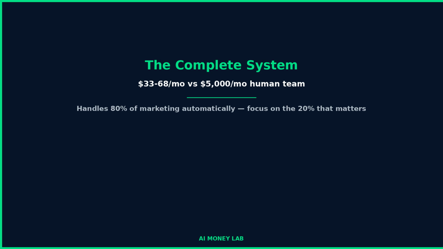Email 4 goes out 2 days later. It's a soft pitch for a product or service. Email 5 goes out 3 days after that. It's a harder pitch with social proof and a deadline.